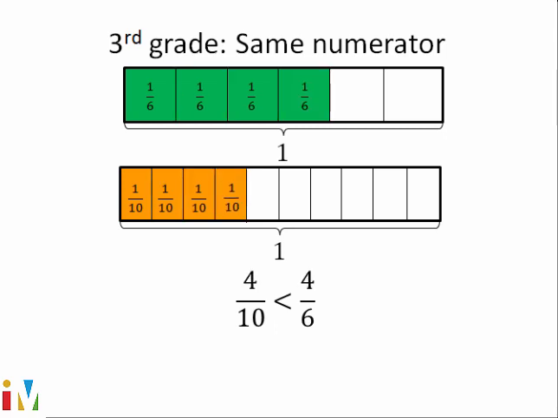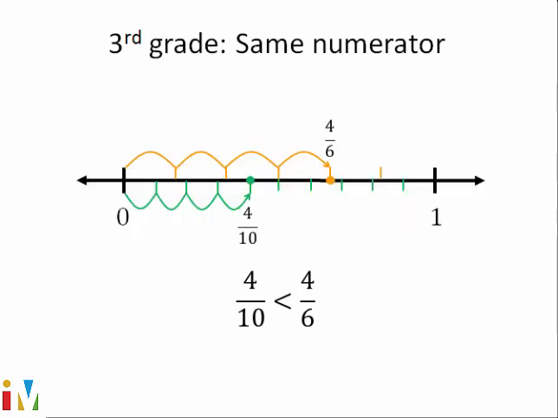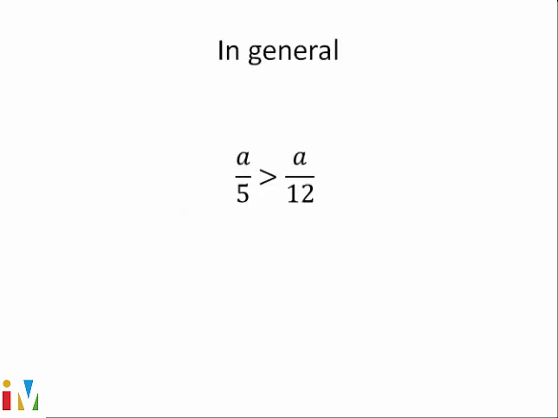If we have the same numerator, we see that we will have the same number of unit fractions, but the size of the unit fractions is different. So 4/10 is less than 4/6. On a number line, 4 longer steps get you further to the right than 4 shorter steps. In general, if two fractions have the same numerator, then the fraction with the bigger unit fractions will be greater because you have the same number of unit fractions.